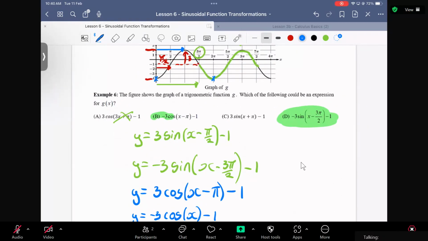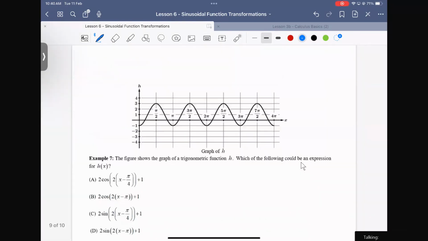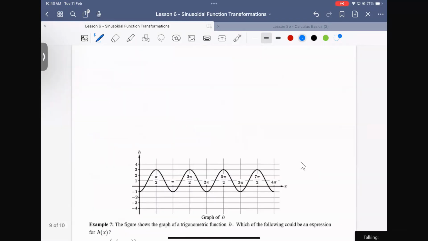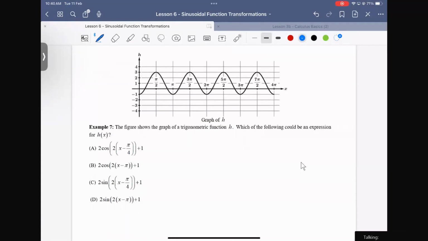Okay, so our last question then. Oh no, it's not. We got 2. Let's have a look at this one. Have a go with this one, see if we can work out what the answer is.